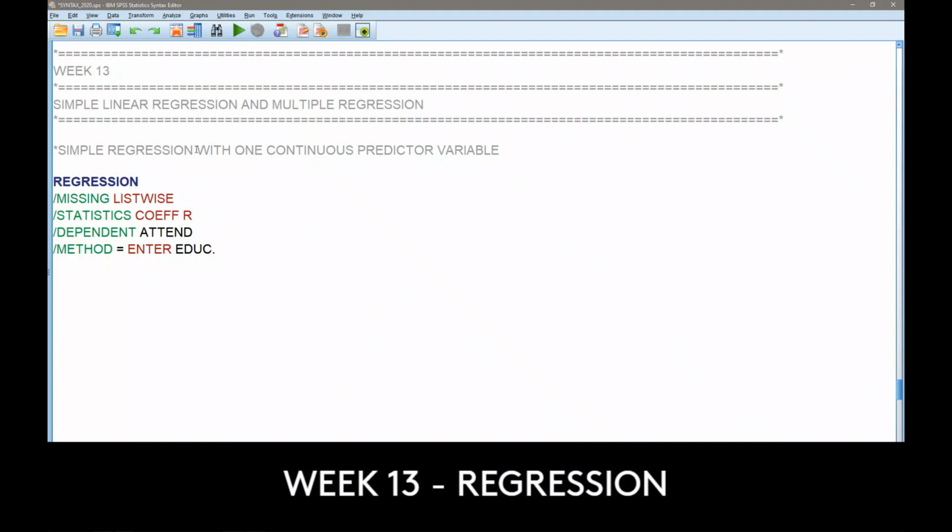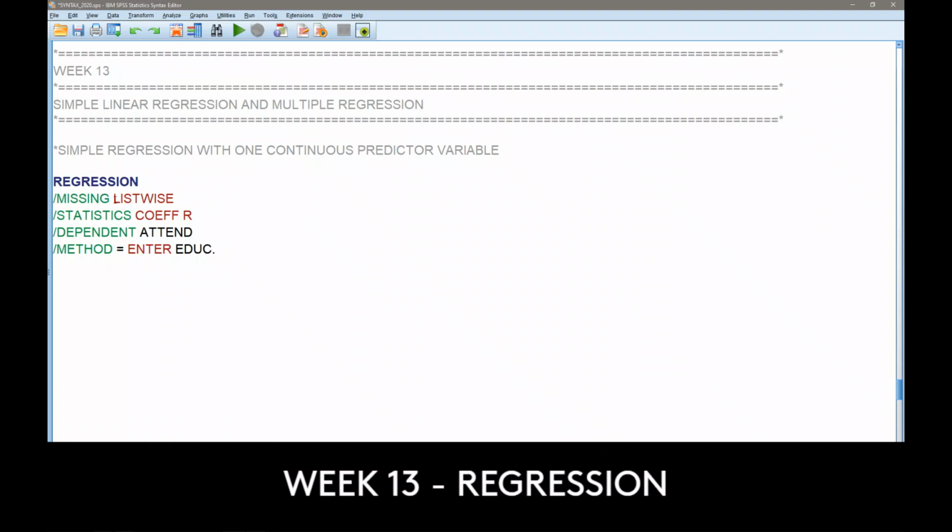Again, remember that simple regression is just looking at one outcome variable that is continuous in nature, being influenced by one independent variable. Now, when we run a simple regression, we can use different types of independent variables. So here is an example of running a simple regression with a continuous predictor variable. So here's the syntax.